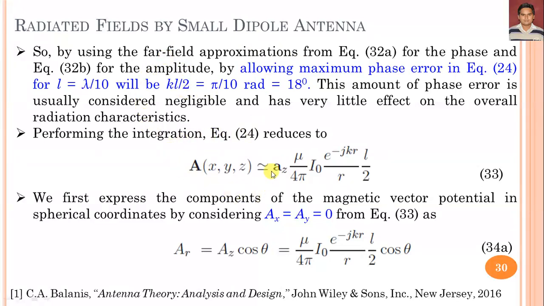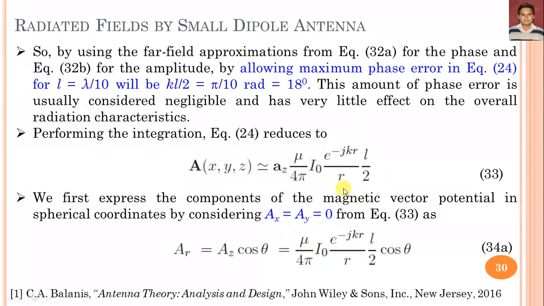Then we can calculate A approximately equal to Az, mu upon 4 pi, I naught e to the power minus jkr upon r, into L by 2. So this expression we have calculated by considering these assumptions, and this expression for A is half the expression of A for an infinitesimal dipole.